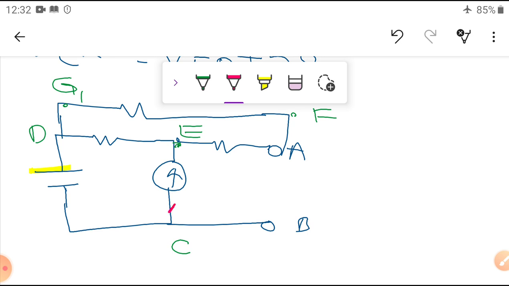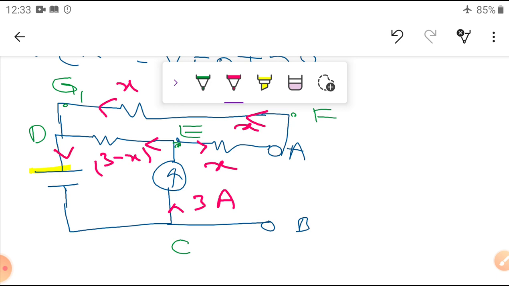The current direction: this current is called 3 amperes flowing. Let us assume the current flowing through this one is x amperes, then 3 minus x amperes is flowing through the 12 ohm resistor. Now the x amperes, so this is an open circuit, the current flowing here is x. Now x plus 3 minus x, so 3 amperes is flowing here, the same 3 amperes coming here. Now the circuit is open.